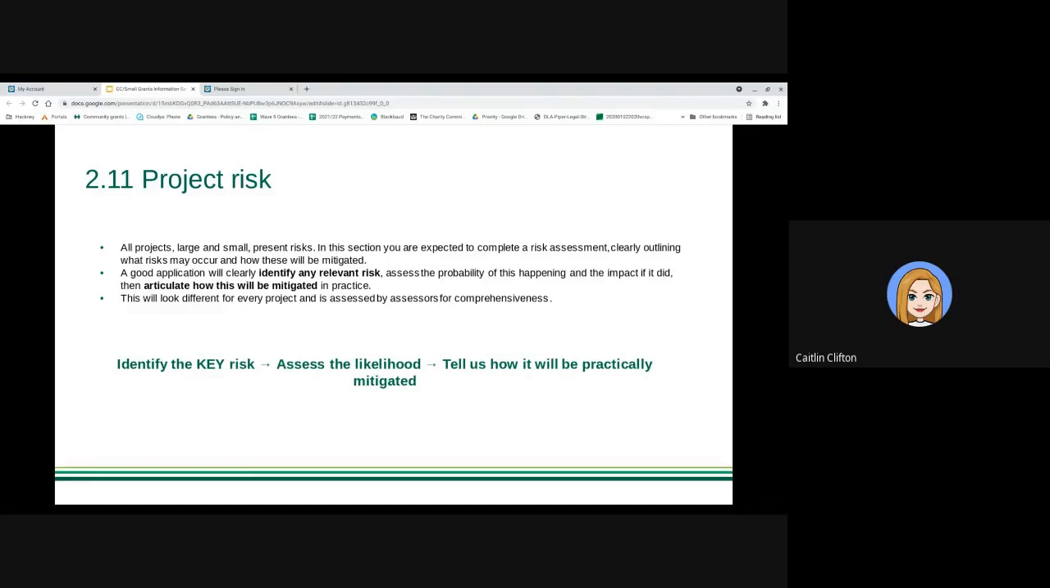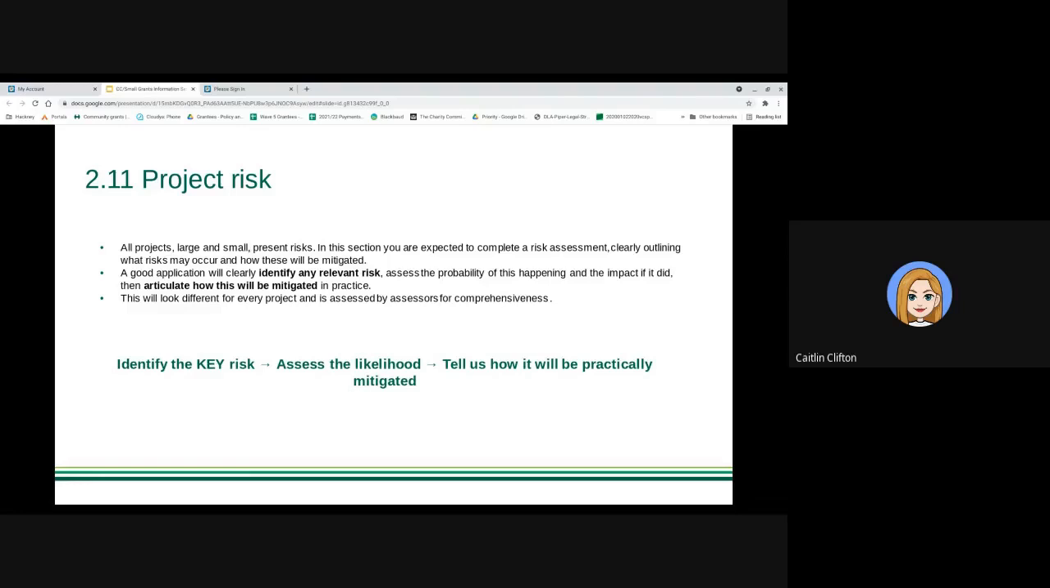This doesn't need to be text heavy. We're looking for just very simple mitigation strategies. X is a risk. X has a moderate likelihood of happening. If X does happen, this is what we will do.